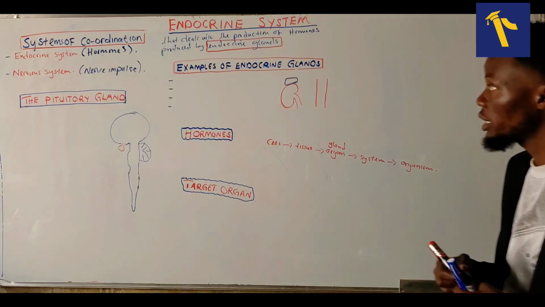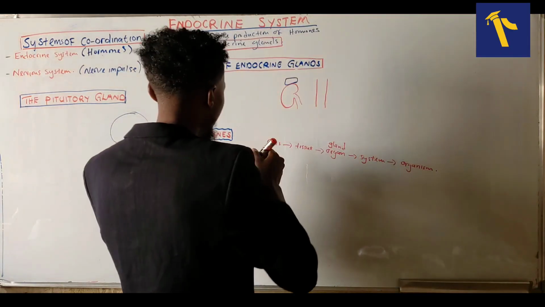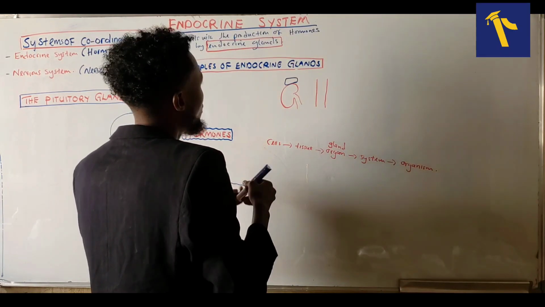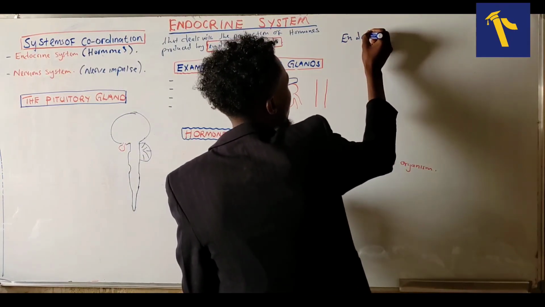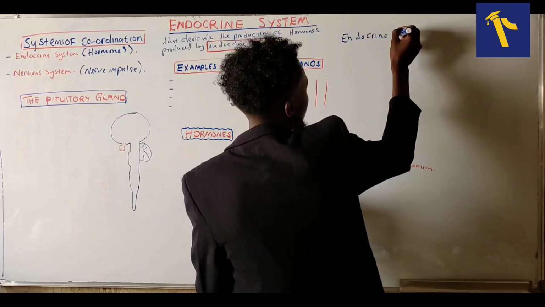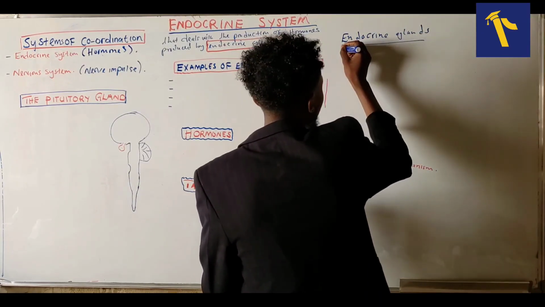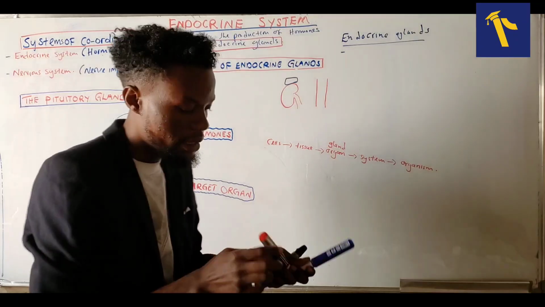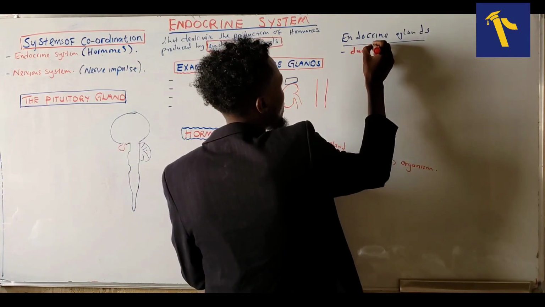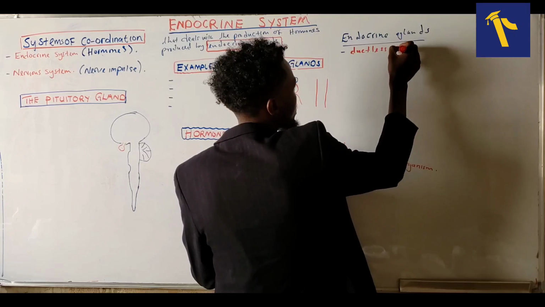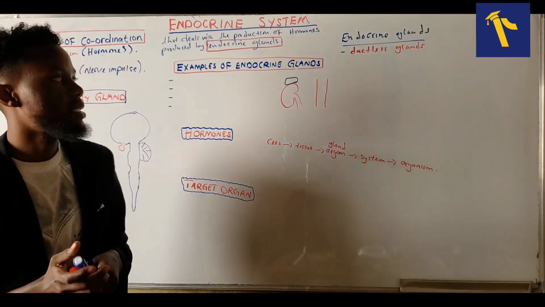Now you need to understand endocrine glands. So I'm going to put here something which is very, very important, just a little bit about the endocrine glands. So endocrine glands are ductless glands. So let's put this in as very important information here. Ductless glands.